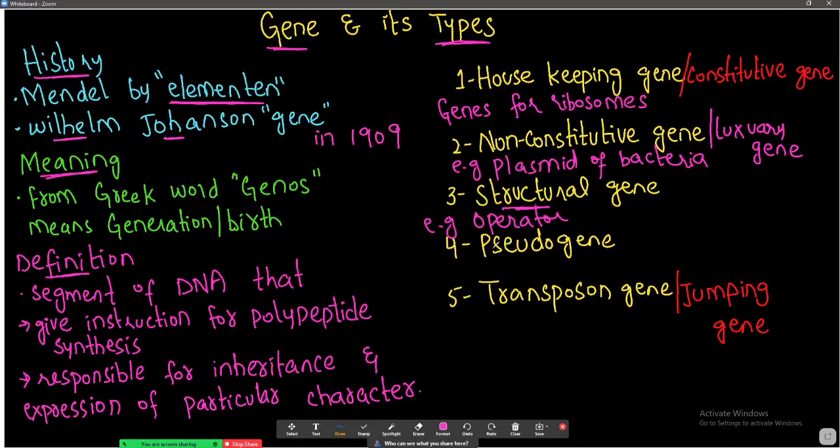Okay, the fourth type of gene is pseudogenes. So what are pseudogenes? A pseudogene is a DNA sequence that resembles a gene but has been mutated into an inactive form over the course of evolution. Pseudogenes are former genes that have accumulated mutations that make them non-functional, and sometimes we call them vestigial genes.